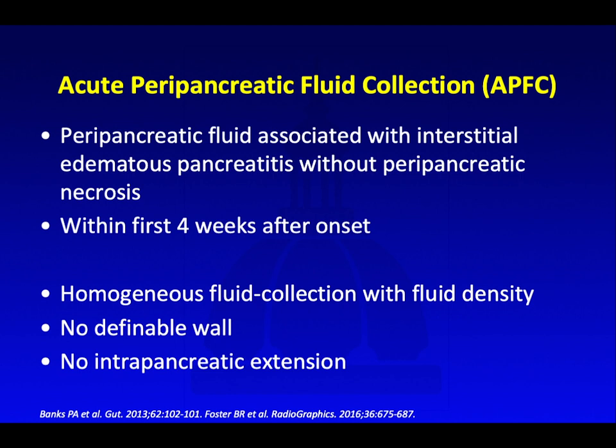And as I mentioned before, when we encounter peripancreatic fluid associated with interstitial edematous pancreatitis, then these are referred to as acute peripancreatic fluid collections if they occur within the first 4 weeks of symptom onset. We expect to see homogeneous fluid collection with fluid density. Because it's so early on, we don't expect to see a definable wall. And we should not expect to see any intrapancreatic extension, because the presence of intrapancreatic extension would signal that there's tissue necrosis, and that would be classified as necrotizing pancreatitis.